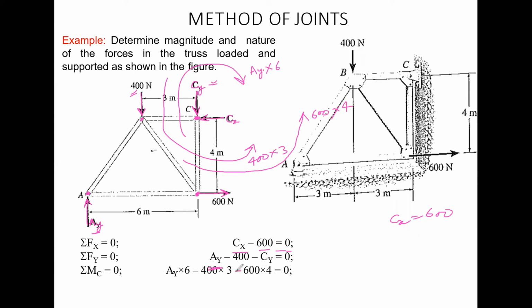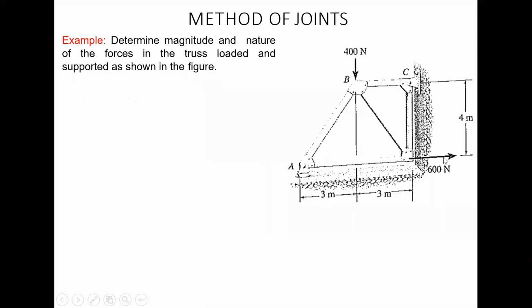So again we will put minus sign here, and 600 into 4, this will give us Ay is equal to 600, and Cx is 600 and Cy is 200. Okay, now let's note these forces Ay, Cx and Cy, and let's find the forces or internal forces acting in the members or on the joints. So internal forces on the joints we will find out.